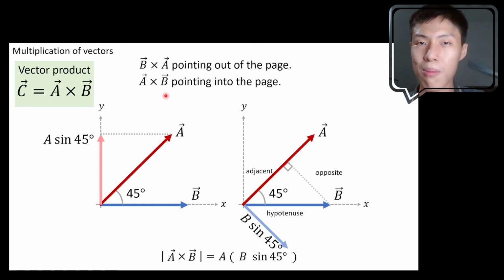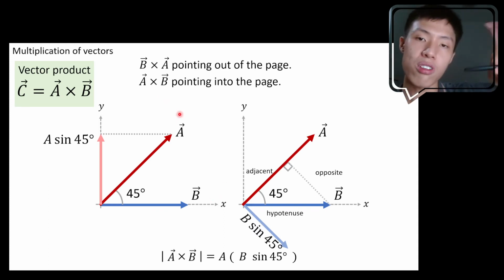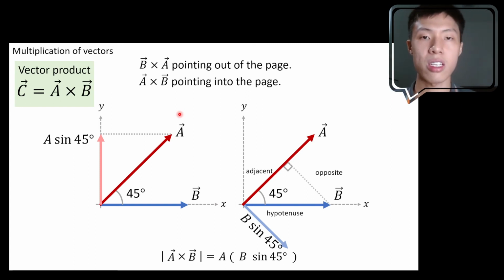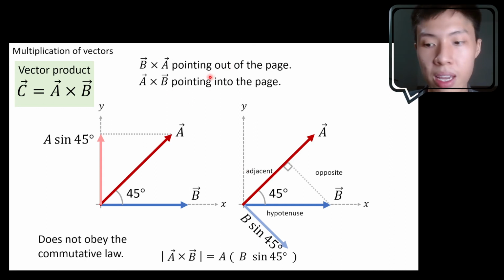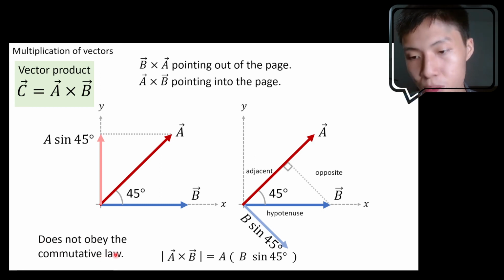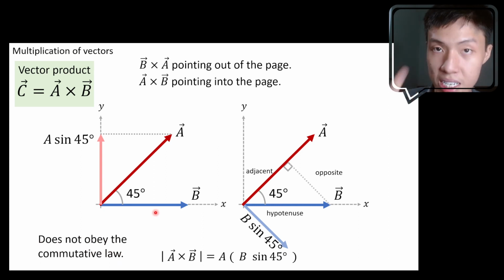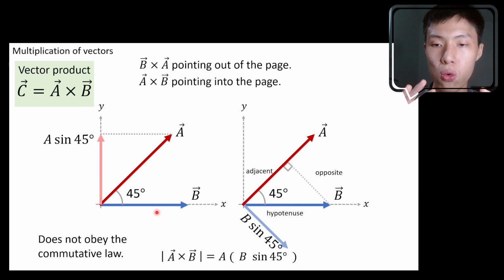Do it yourself. The camera here might be distorting what you see. Put your palm, flip your fingers, and you'll find that A cross B is pointing into the page. B cross A is pointing out of the page. Therefore, you see that the direction is different. Therefore, it does not obey the commutative rule. Mistake, commutative rule, not law. Okay, so this is the third point being proved, and that's the 3 things that we learned being visualized on a diagram.